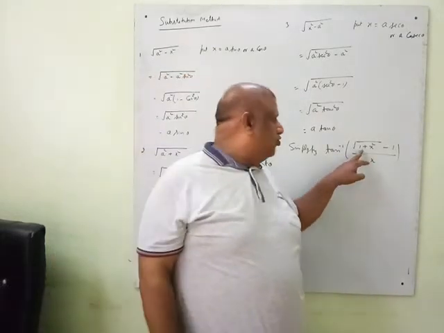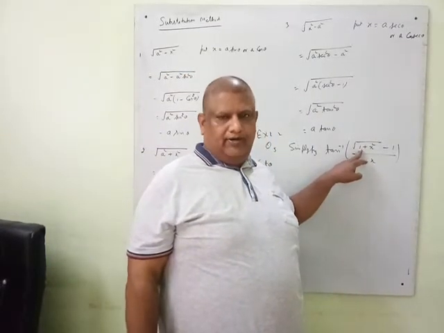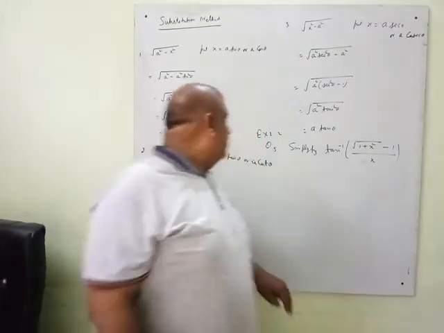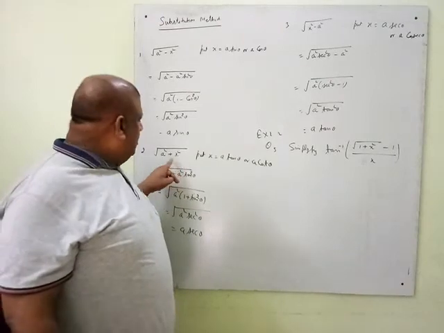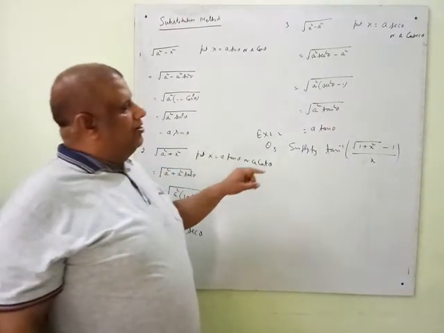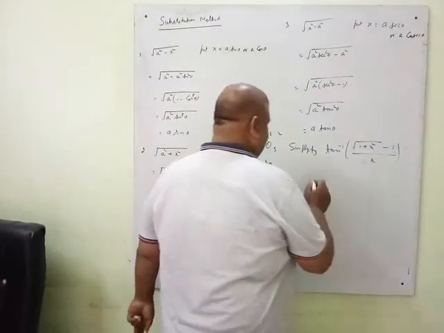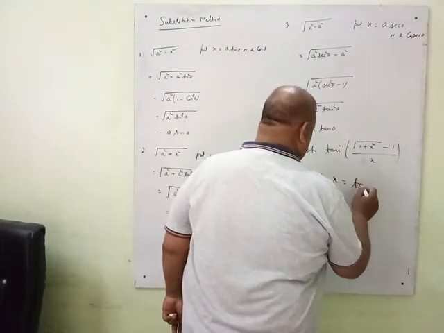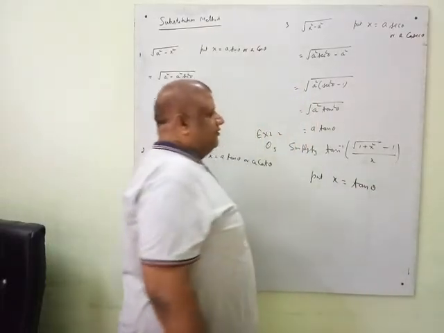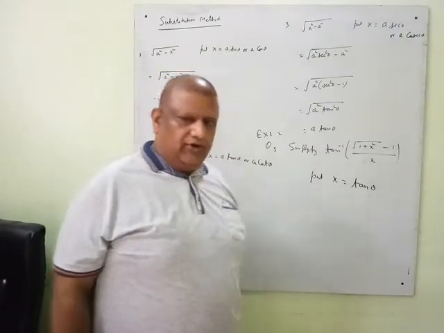Here it is under root of 1 plus x square. 1 means 1 square. So it is like under root of a square plus x square. Here if you take a equal to 1, we get a substitution. So we will put x equal to tan theta. x equal to a tan theta because a is 1. So x is equal to tan theta.